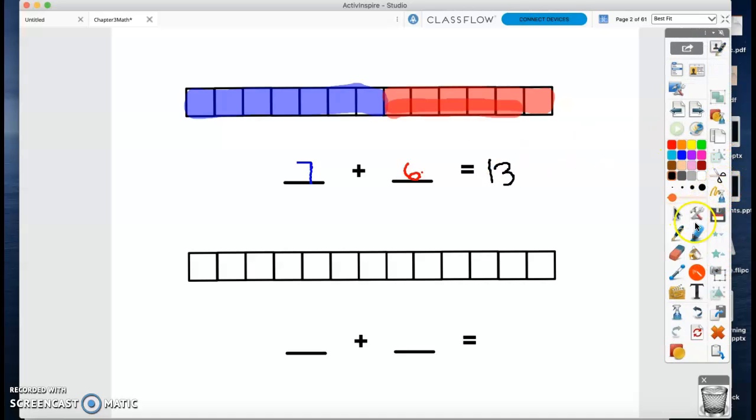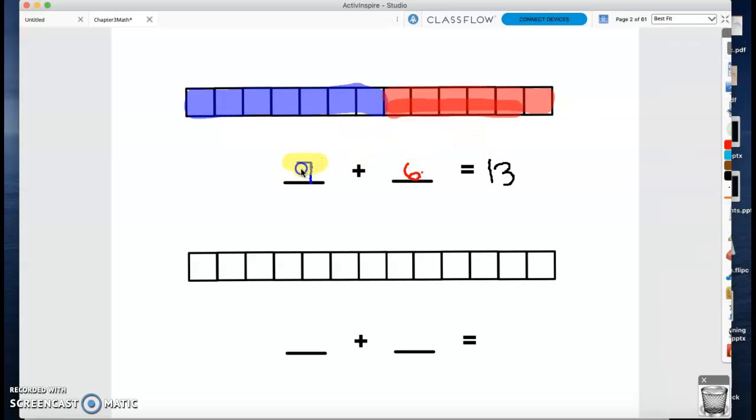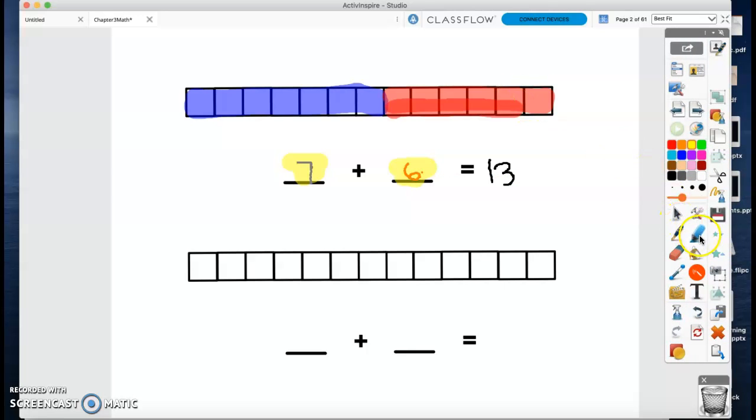And add-ins are numbers that I add. So the numbers that we're adding today are 7 and 6. So I'm going to change their spots. And I'm going to flip and make the red come first. So I want 1, 2, 3, 4, 5, 6. So I'm going to color in 6 red. And then I'm going to color in 7 blue.